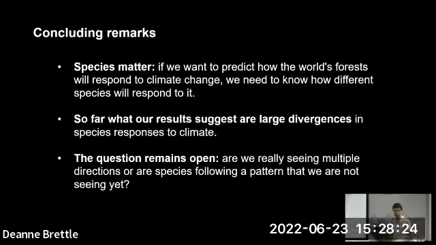As concluding remarks, I would say, as I copied Adriani, species matter. If we want to predict how the world's forests will respond to climate change, we need to know how different species will respond. But so far, what our results suggest is that there are large divergences. Some species are responding in one way and others in the other. But the question remains open: is this divergence due to really multiple directions, or are we missing something that is behind that we haven't seen yet? This is an open question, and we are working on trying to answer it now.